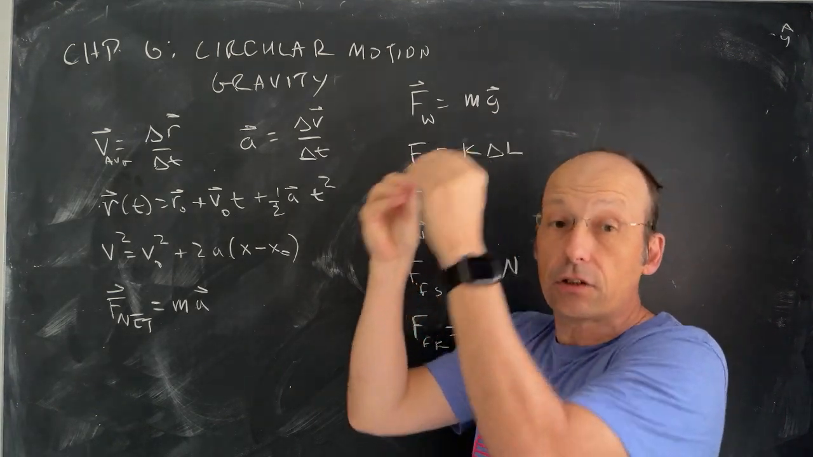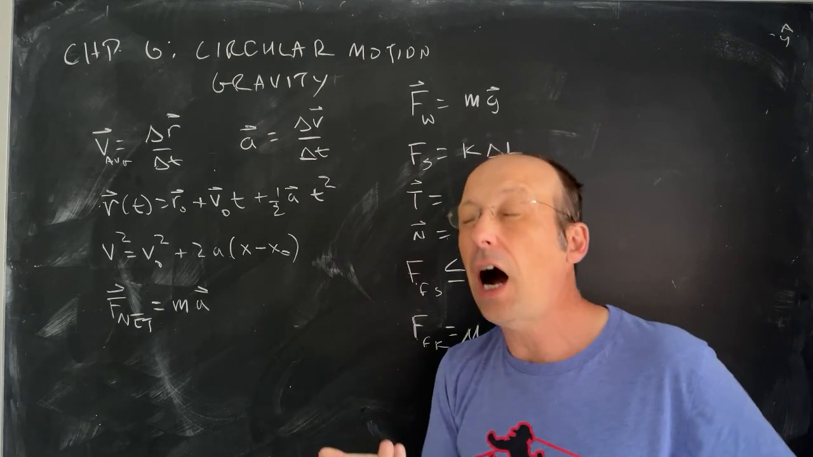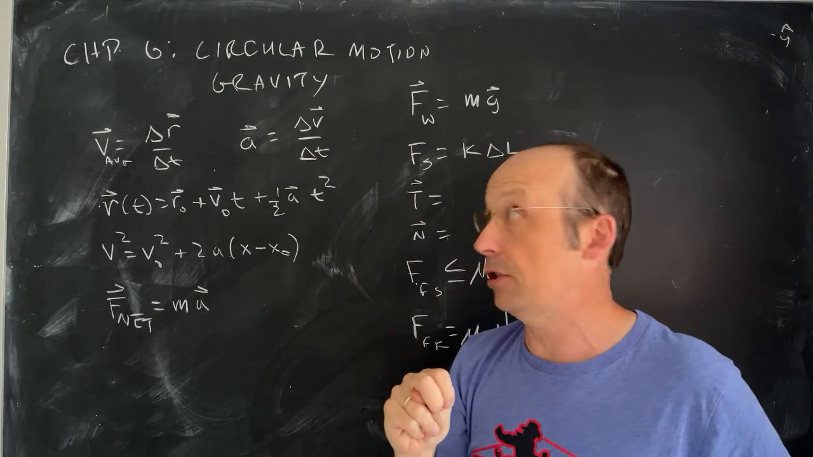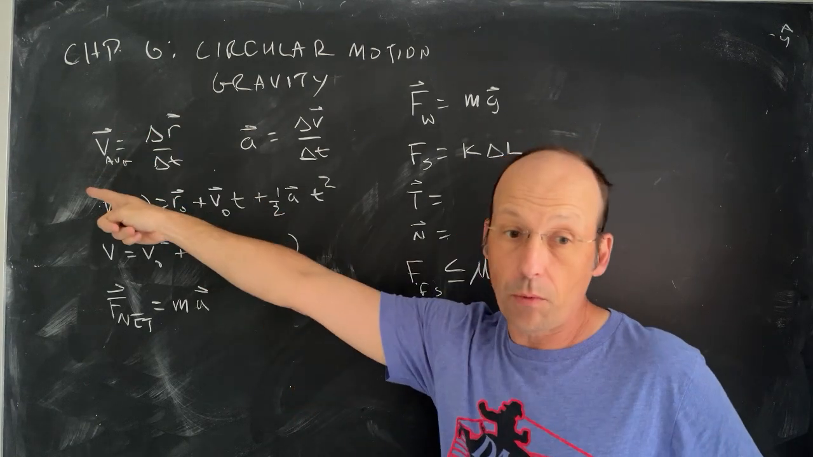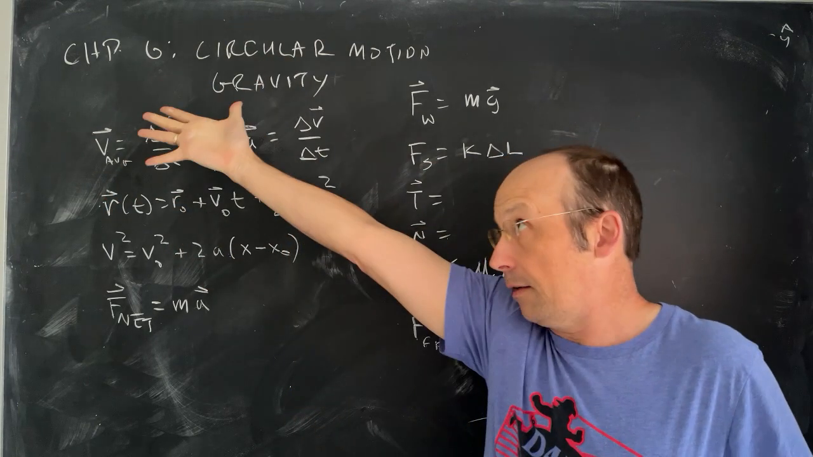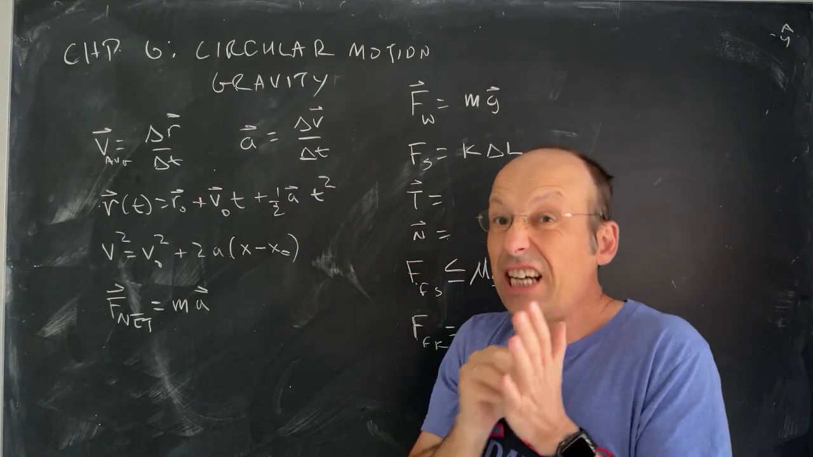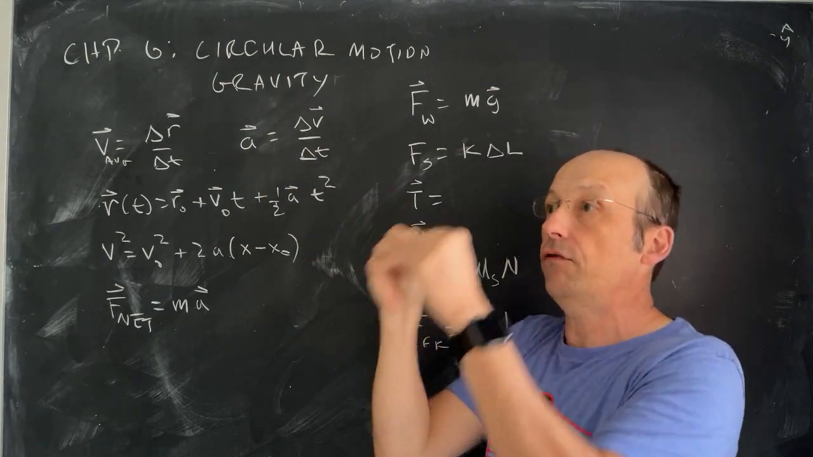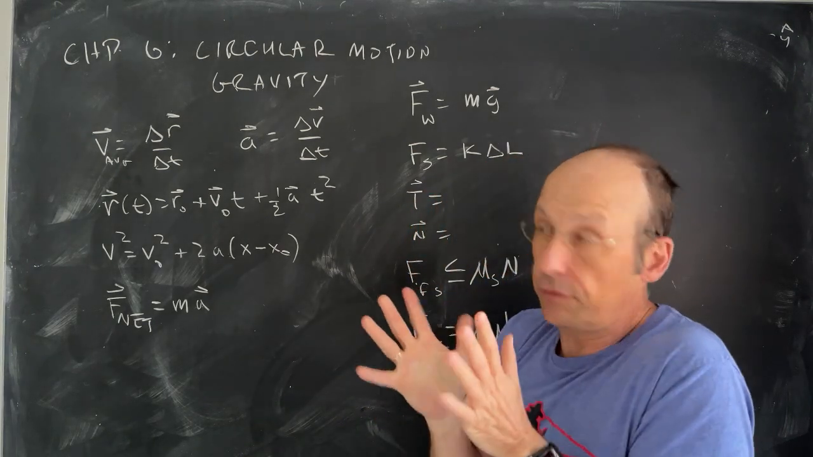So velocity is the rate of change of position, where here I'm using r as position. It's very common to use r as position, the vector position. You could write this as Vx is delta x over delta t, Vy is delta y over delta t. And then we have acceleration, defined as the rate of change of velocity. Okay, again, as a vector.